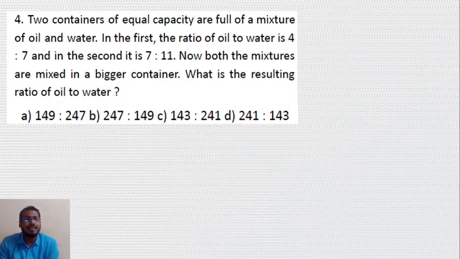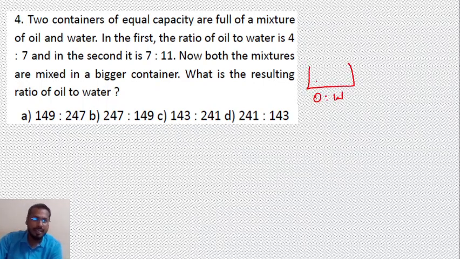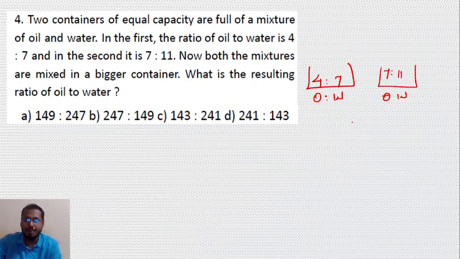Two containers of equal capacity are full of a mixture of oil and water. Look at this. In this oil and water mixture, the ratio is 4:7, and another one is 7:11. This is also oil and water. Now you're going to mix these, and they don't give the resultant ratio.